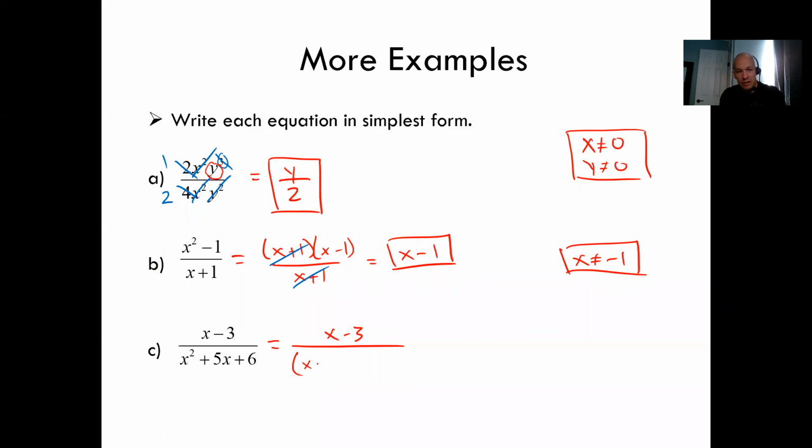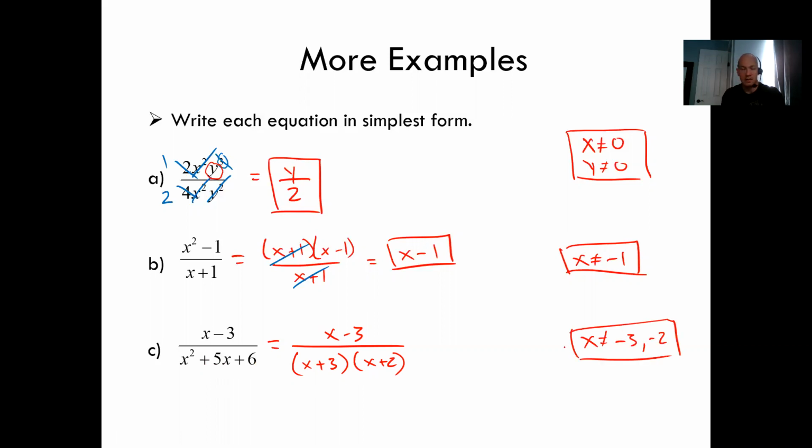Okay, the last one here, we're going to factor this out. I think this is pretty easy factoring. x plus 3, x plus 2. Yeah, so they add up to 5 and multiply to 6. NPV is here. x cannot equal, and I can just see it's negative 2 and negative 3.